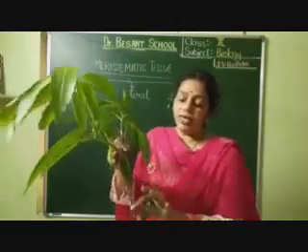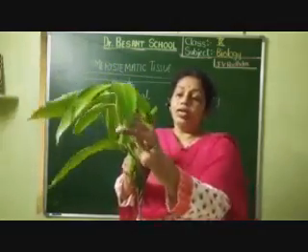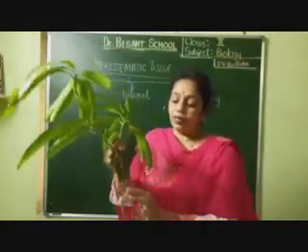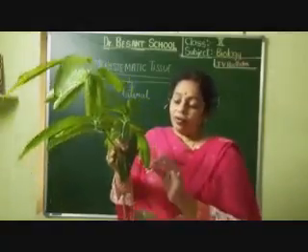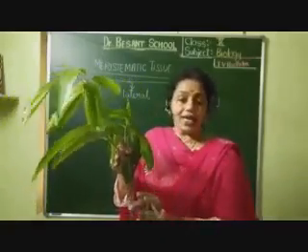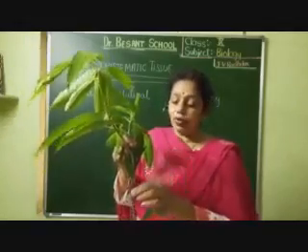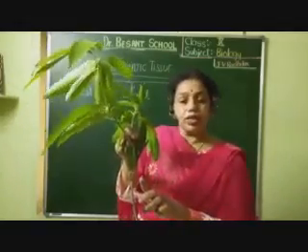Why? Because here it is older. Here it is new, a more recent one. This branch is the more recent one. This is an older one. From this older one, the new branches are arising. So as they are arising, this one is getting older and older, so sideways also it is growing.